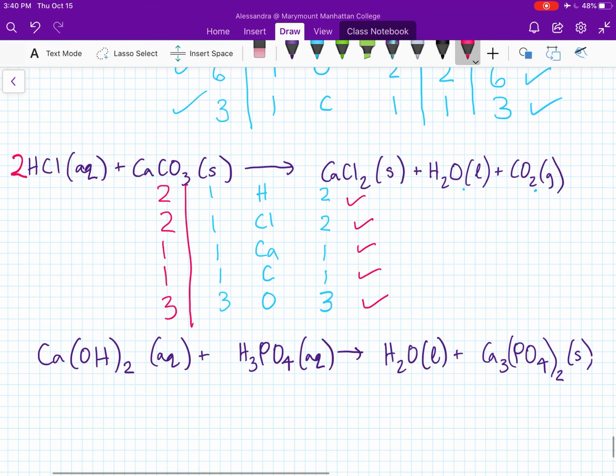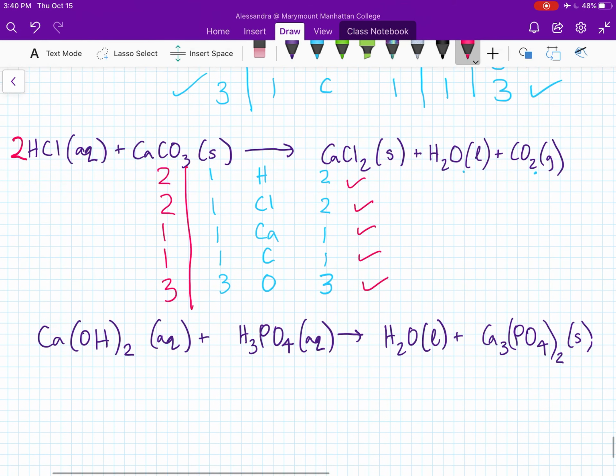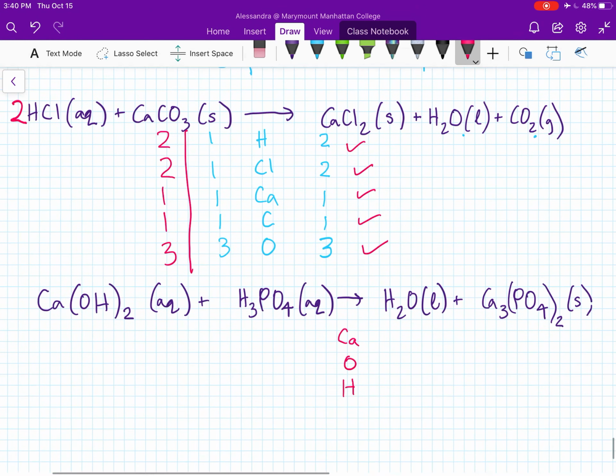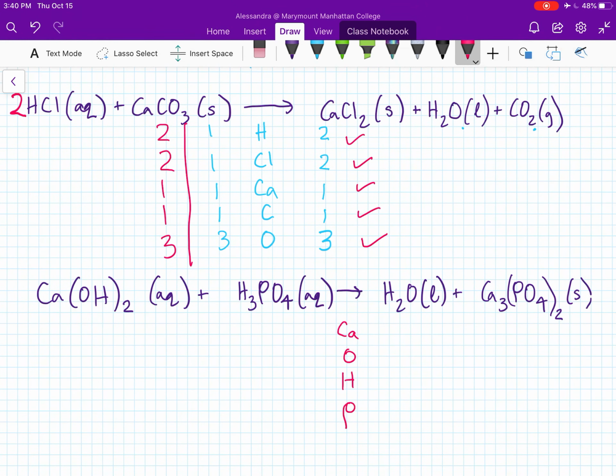Let's do another example. In this example, calcium hydroxide, an aqueous solution, reacts with phosphoric acid to make water and calcium phosphate. So calcium phosphate has quite a few elements. It's got a polyatomic ion in it.